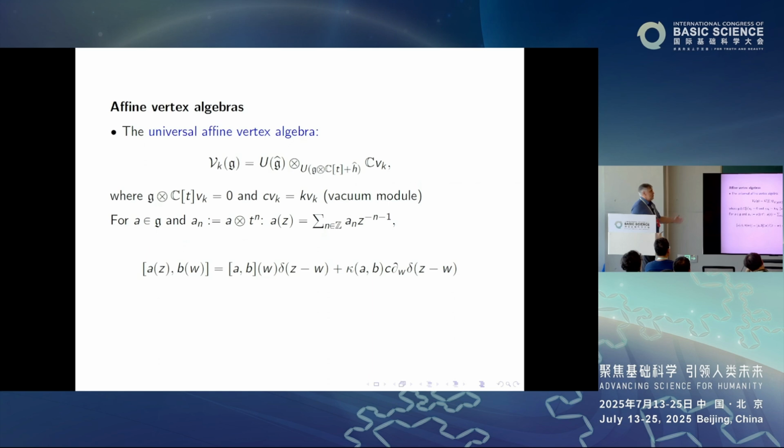Then we have the universal affine vertex algebra. This is just a vacuum module, induced from the one-dimensional representation of the positive currents, with a fixed central charge k. I will denote it V^k, the universal affine vertex algebra.